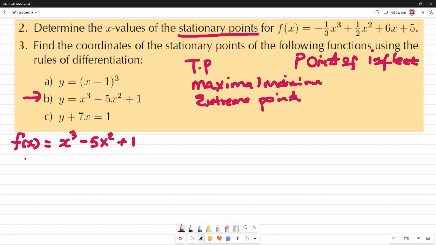For me to do the turning point, I need to know a very important thing. Remember, we said the derivative of f of x is basically the gradient of f of x at any x value. So on the turning point, you need to know that the gradient is always 0. This is very, very important. On maxima and minima, or extreme points, the gradient is always 0. Now let us differentiate this.